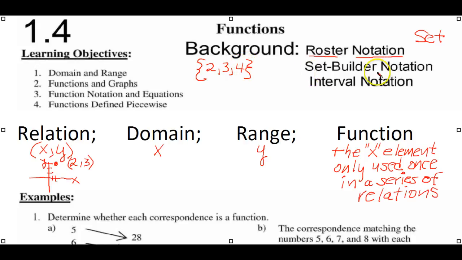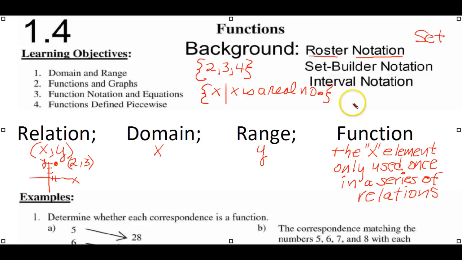Now, set builder notation has a brace also, and let's say we said the set of numbers in the real number system. Well, we'd say x is such that x is a real number, and we close it. Now, this would be set builder notation. It's set up in this pattern. Now, there's more detail of this, of course, in your textbook, but this is an outline.